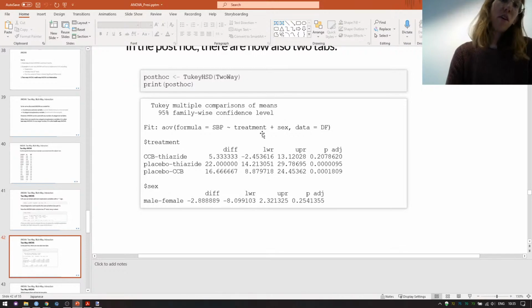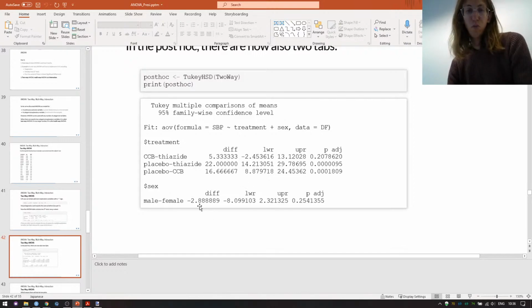Okay, but we could try it anyways. So here we do a post hoc, so Tukey HSD for the whole model, so two-way. And what you get is the same output that we got before when we ran the post hoc, but now there's also a separate tab which is for the sex. So we see the confidence interval here.